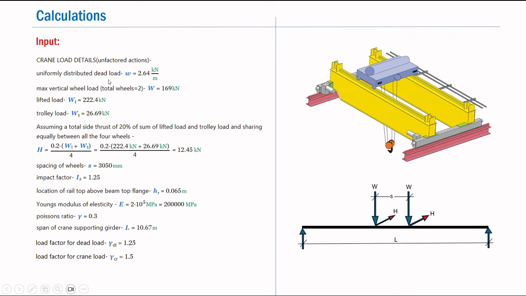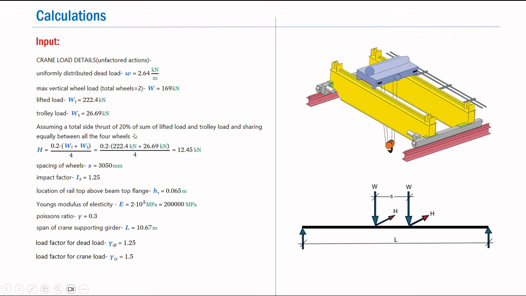So we have the uniformly distributed load w, that is 2.64 kN per meter. This obviously includes the self-weight of the rail along with the loads from the adjacent platforms. Then we have the maximum wheel load W, that is 169 kN. Here we have two wheels, and as you can see, the wheel loads are marked directly over here as W. And the lifted load, that's the rated capacity of the crane, is taken as 222.4 kN, and the trolley load WT is taken as 26.69 kN.